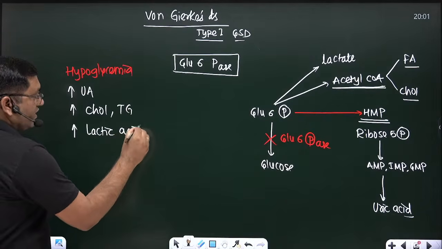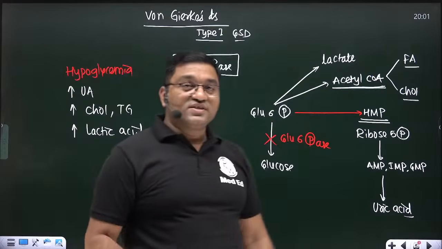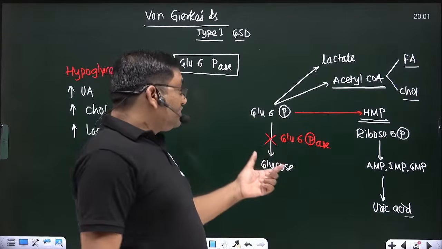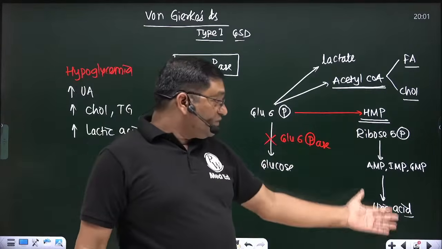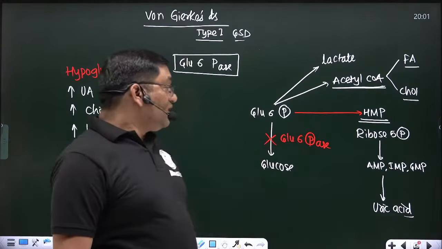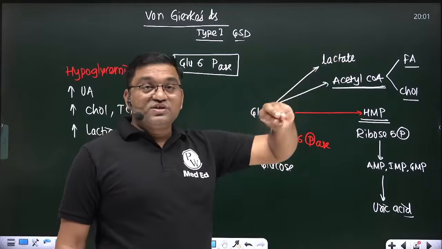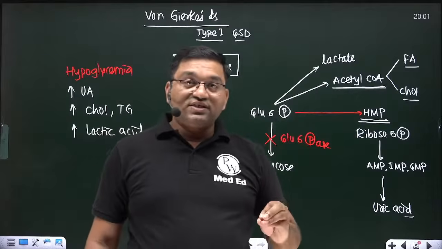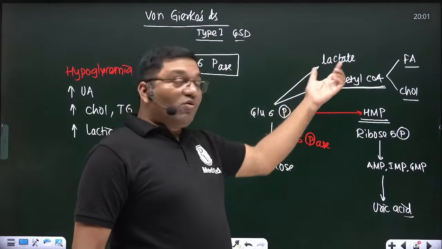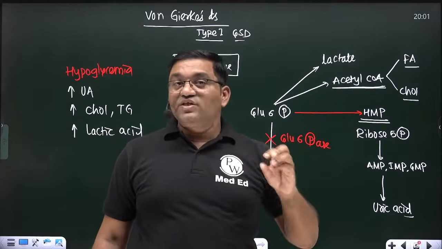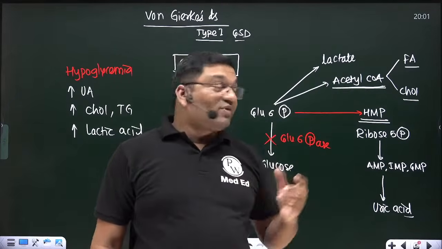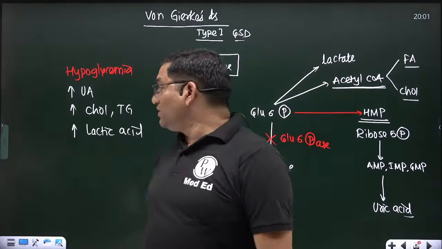There are two reasons for the increase in the uric acid level, which can be a subquestion in von Gierke disease. Now see, first is the ribose 5 phosphate and uric acid synthesis, and second is lactic acidosis, which is there. Lactate causes the retention of uric acid. It competes with the urate, it competes with the uric acid and causes the retention of uric acid in the renal tubule. That's why there is increase in the uric acid level.